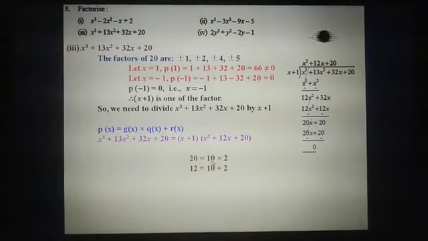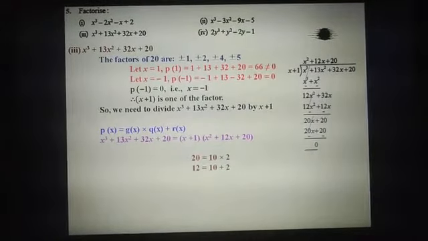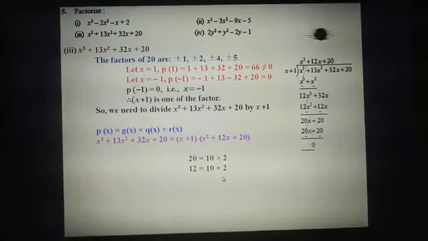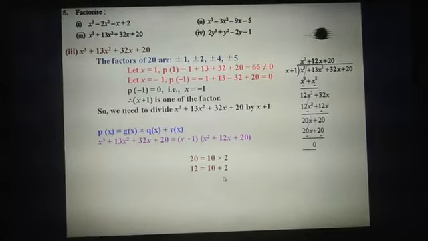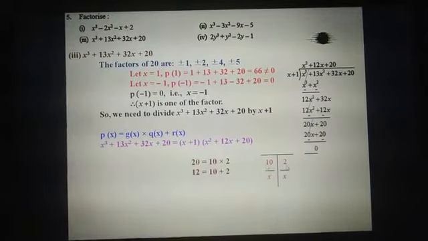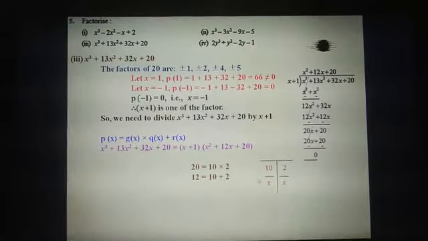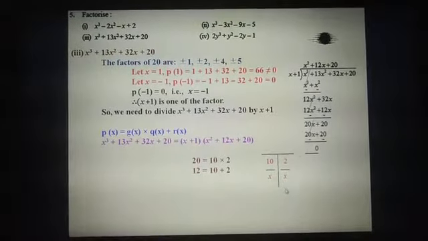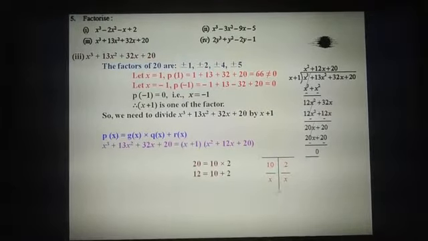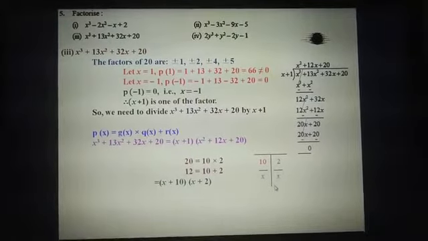So two numbers, that is 10 into 2, 20, and 10 plus 2, 12. So these two numbers satisfy both the multiplication and addition terms. Here the two numbers are 10 and 2. Here actually x squared is there, divided by x, so we cannot cancel anything. So x plus 10 into x plus 2.